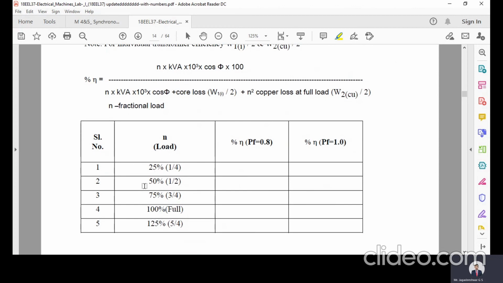As you can see here, 25%, 50%, 75%, 100% and 125%. If you are calculating for 25% and 0.8 power factor, substitute n equal to 0.25 and power factor as 0.8. Whatever reading you get in the wattmeter has to be divided by 2, so those values you have to substitute.